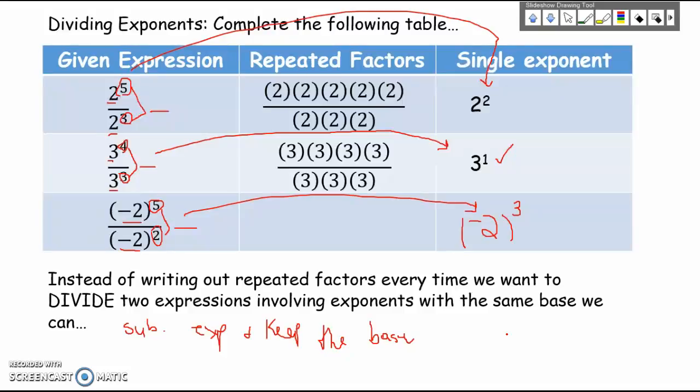How do I figure out multiplication versus division? Well, try to remember, when you multiply numbers, they get bigger. So what other operation makes numbers bigger? Well, addition does. So when we multiply exponents that have the same base, we add the exponents and keep the base. Well, let's think about division. Division makes numbers smaller. What other operation makes numbers smaller? Well, subtraction does. So when we divide exponents that have the same base, we subtract our exponents and keep the base.